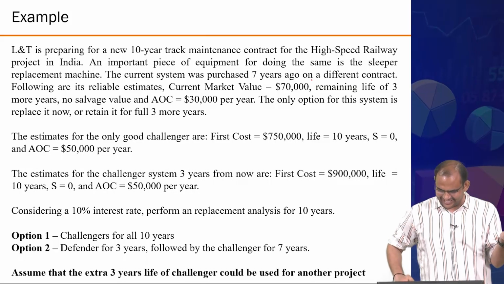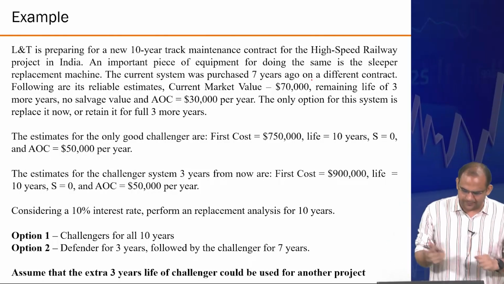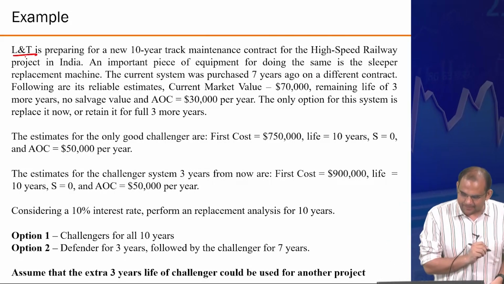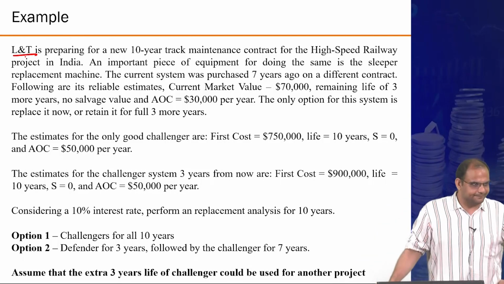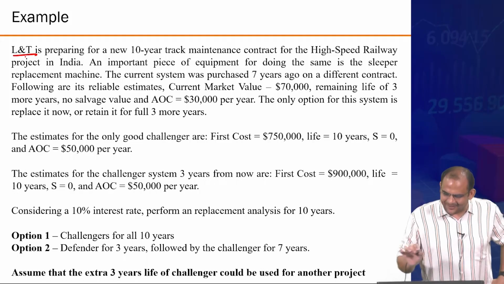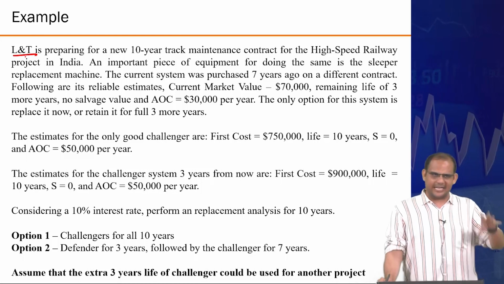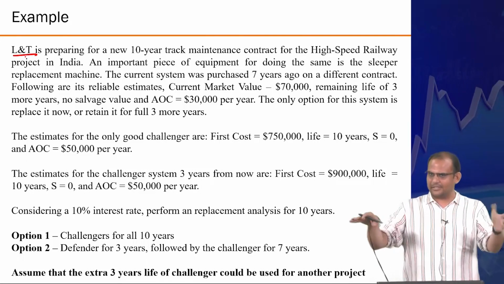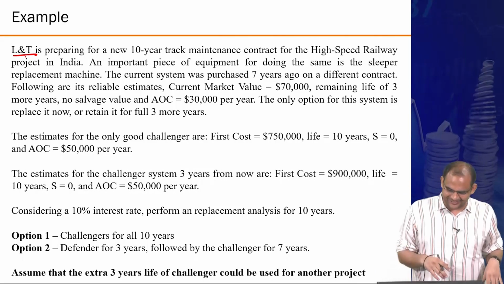This is again a little bit tricky example, but let's look at it. So L&T is preparing for a new 10-year track maintenance contract for a high-speed railway project in India. Not real data, don't worry. An important piece of equipment for doing the same is the sleeper replacement machine. In high-speed railway, there are sleeper tracks, you need to replace them. Actually not, but again, not real data, don't worry about it.